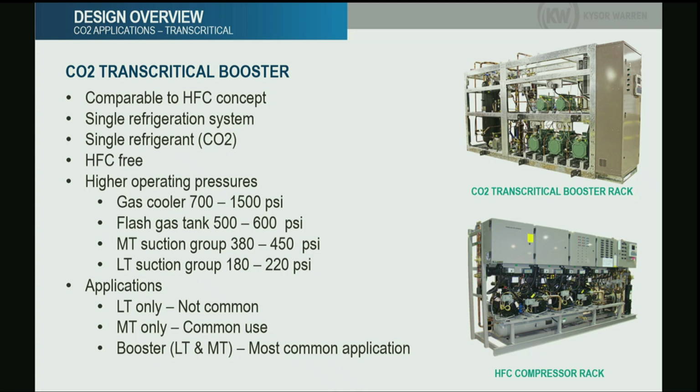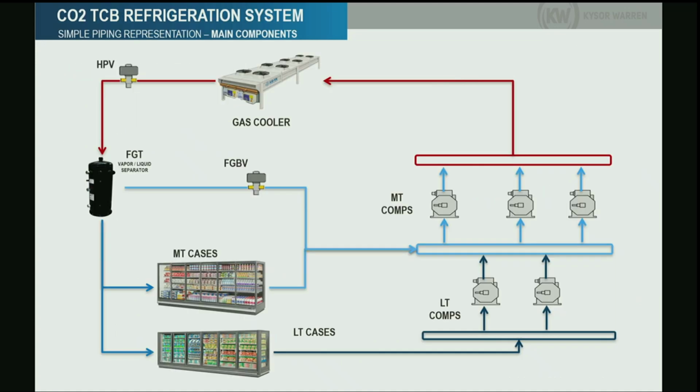Looking at the system here, if we transfer that compressor rack into a simplified piping schematic, you will see something like this. You will need low temperature compressors, medium temperature compressors, and the gas cooler or condenser. I'm going to explain why it's called gas cooler and condenser. Also, now we need this high pressure valve.